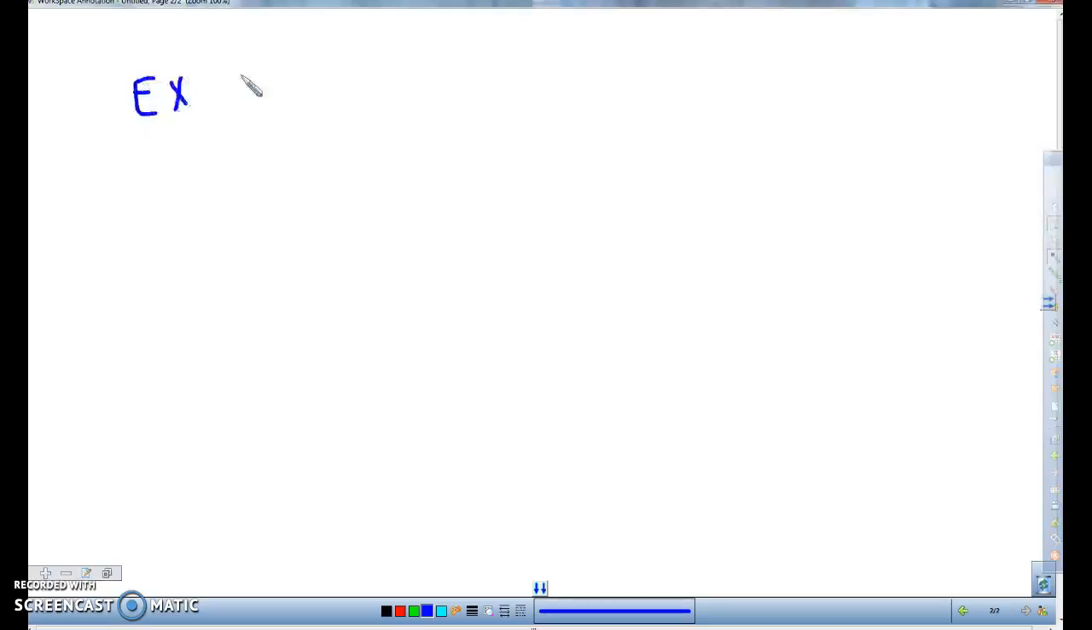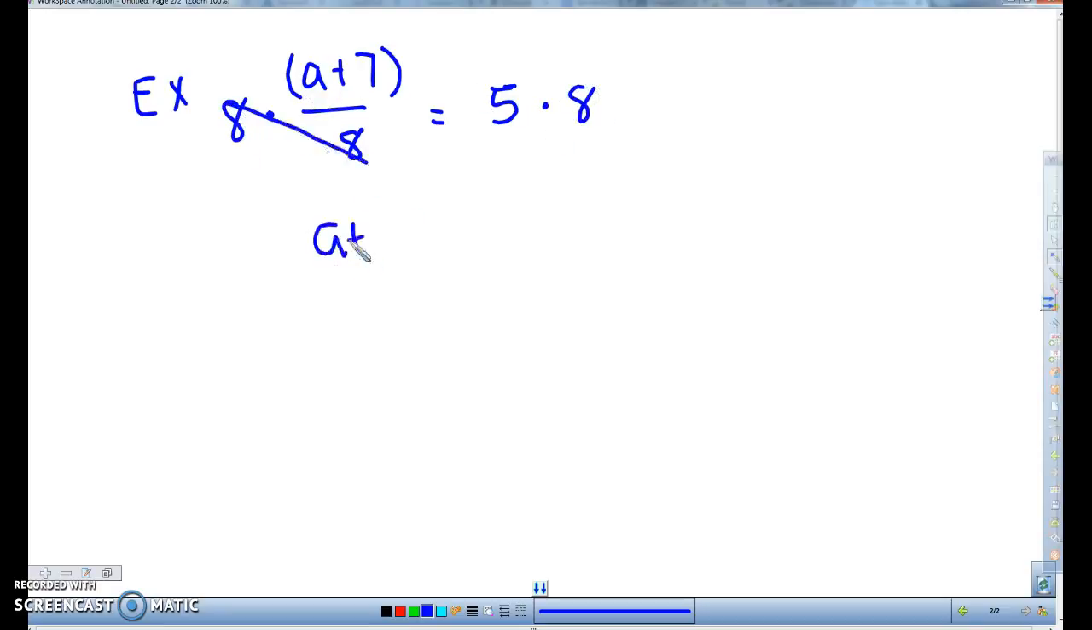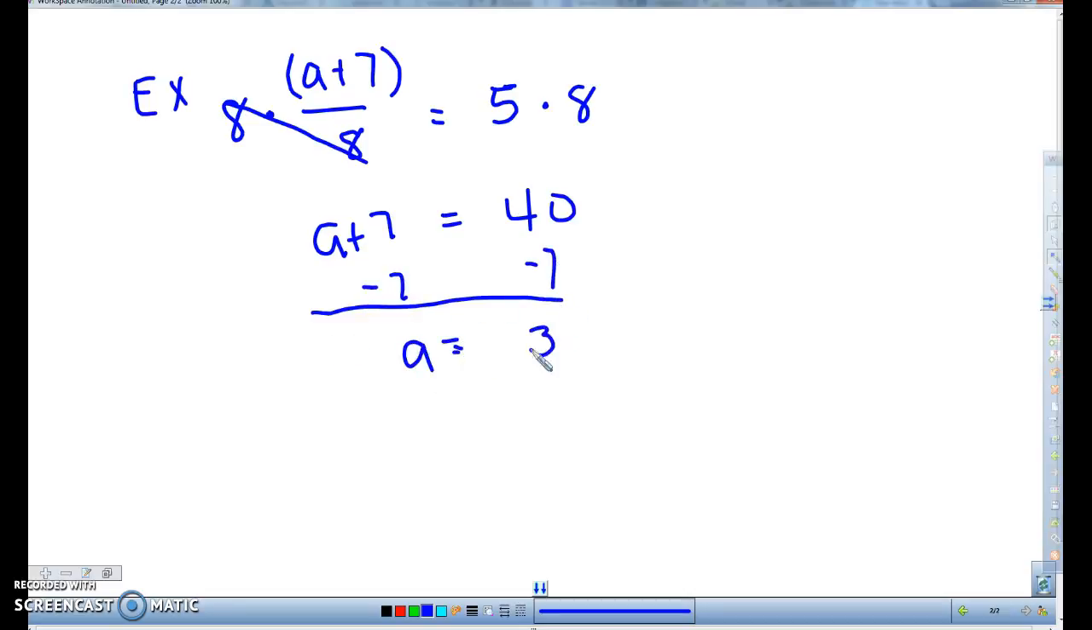Let's do a plus 7 over 8 equals 5. Now remember that fraction bar acts like parentheses around this. So the first thing I actually need to do is get rid of this 8 in the denominator. So I'm going to multiply by 8 on both sides. These will cancel. I am left with that a plus 7 equals 40. Now I'm going to subtract the 7 off both sides. When I do that, I will get a is equal to 33.